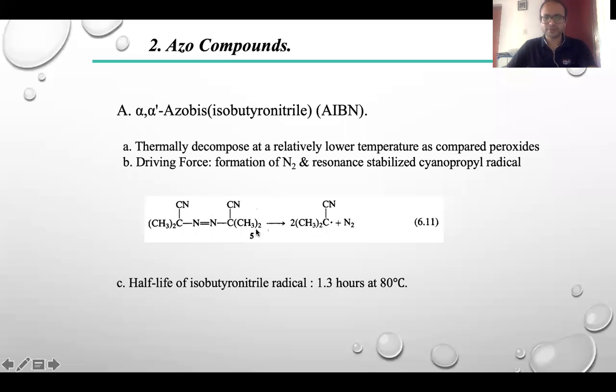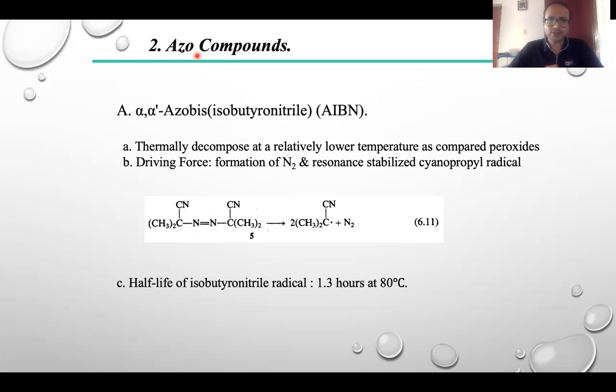Good morning, everyone. So let us continue our discussion on the various free radical initiators that are used for carrying out free radical polymerization. In the previous video, we discussed in detail the peroxide and hydroperoxide free radical initiators. Okay, we'll continue that discussion. So the second type of free radical initiator that we use is the azo compounds.